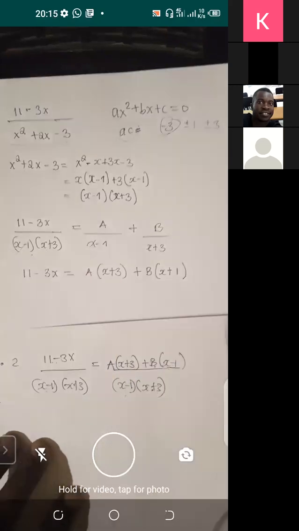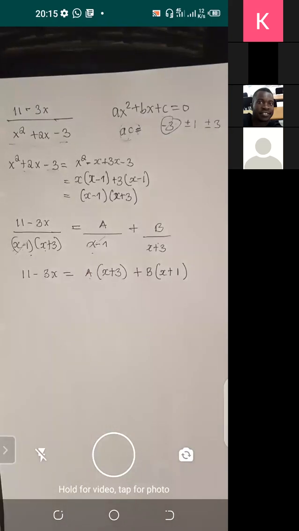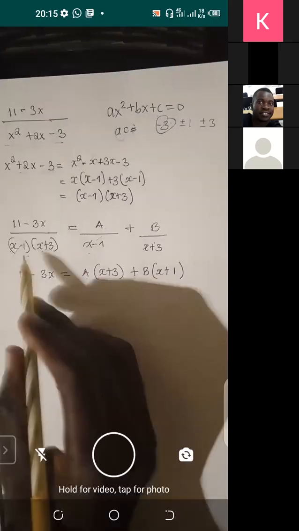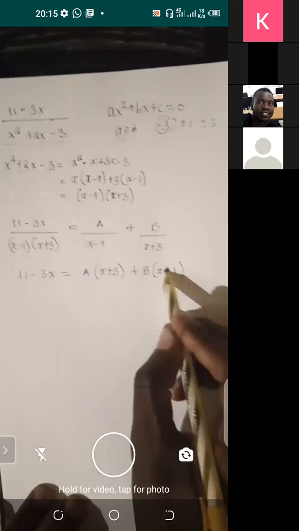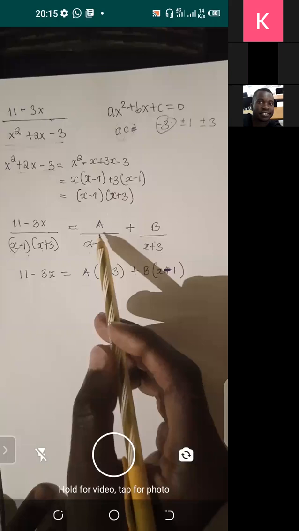Excuse me, sir. Why does the x plus 1... do the letters A and B represent 11 and 8 and negative 3? So remember where you're coming from here.